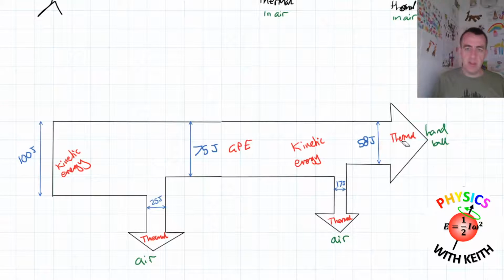And then what we're left with at the end is thermal energy, when we've lost all of our kinetic energy. And we could work out then how much hotter the ball gets and the hand gets and all the rest of it. If we were doing A-level physics, we might take it a step further. So that's a Sankey diagram.